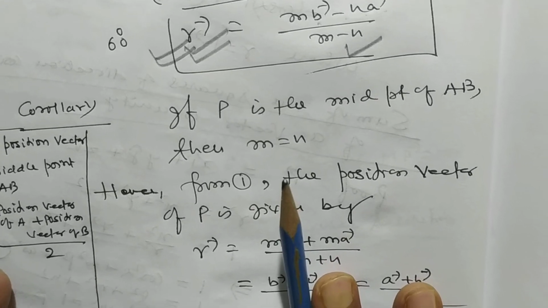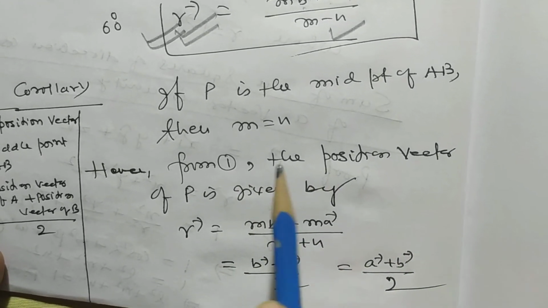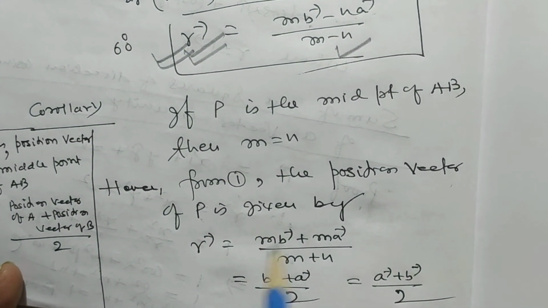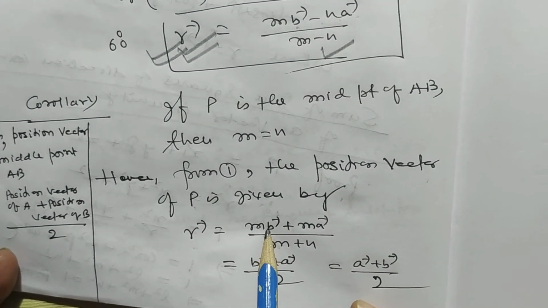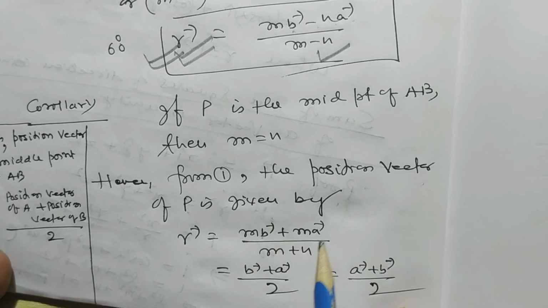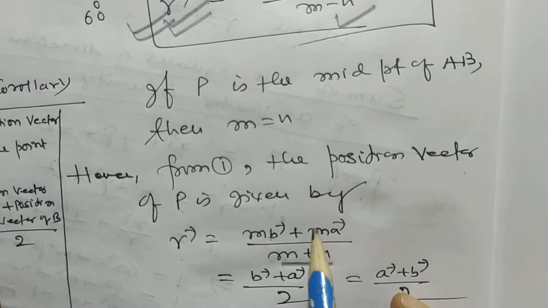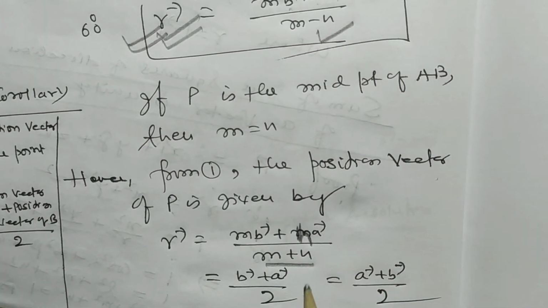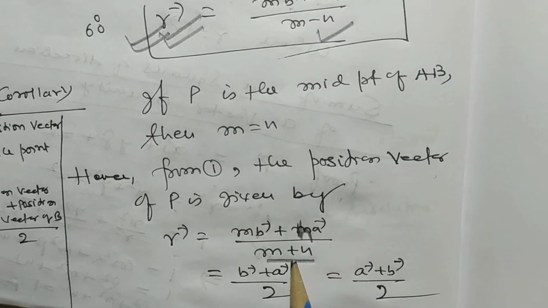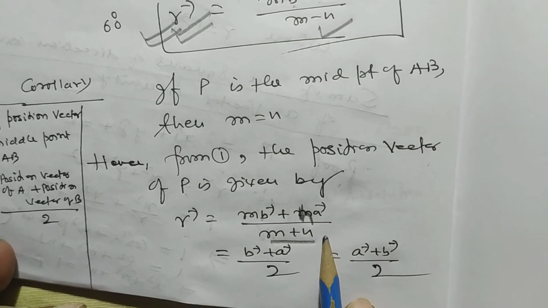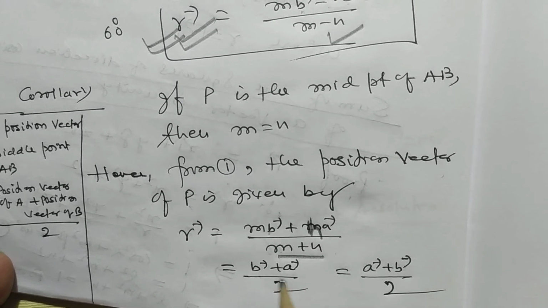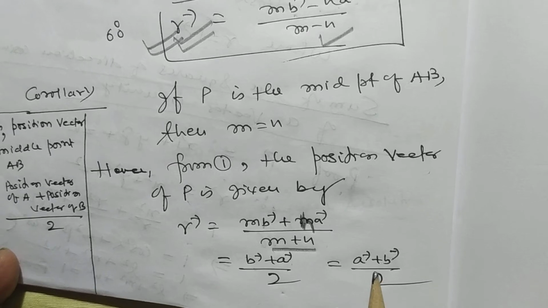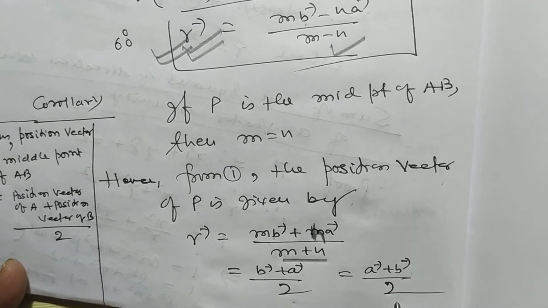Now if P is the midpoint of AB, then m is equal to n. From the first, the position vector of P is given by vector r is equal to m into vector b plus n into vector a divided by m plus n. And m is equal to n, therefore vector r is vector a plus vector b by 2.